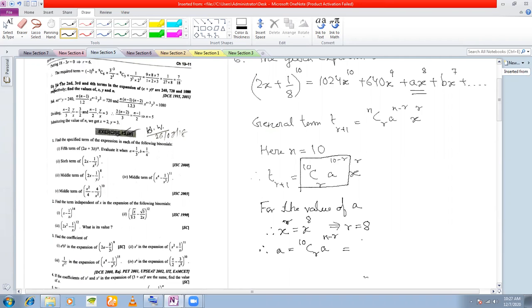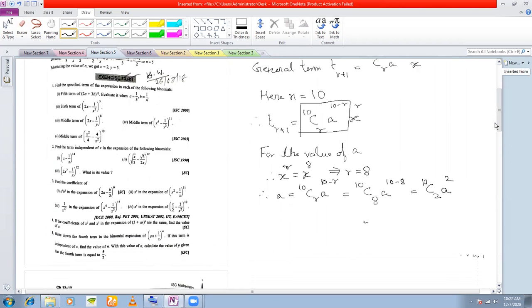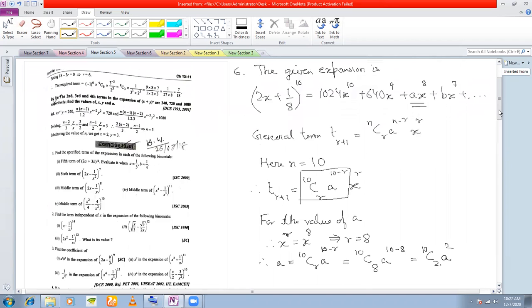And what is the value of r that we have found out? 10C8 e to the power of, but this is not n, this is 10. This is e to the power of 10 minus 8. That's it. 10C8 is the same as 10C2. This is a square.